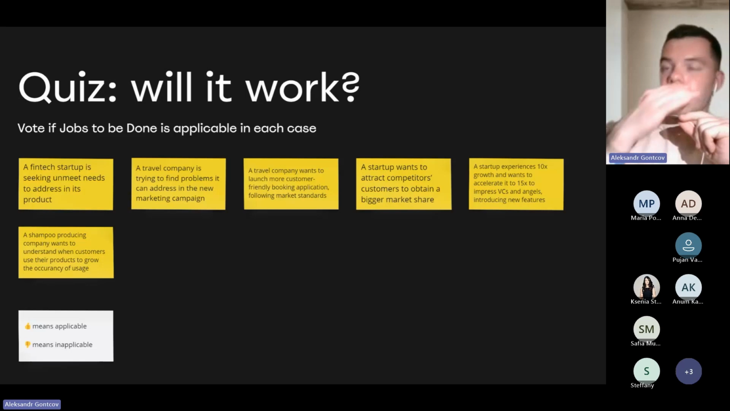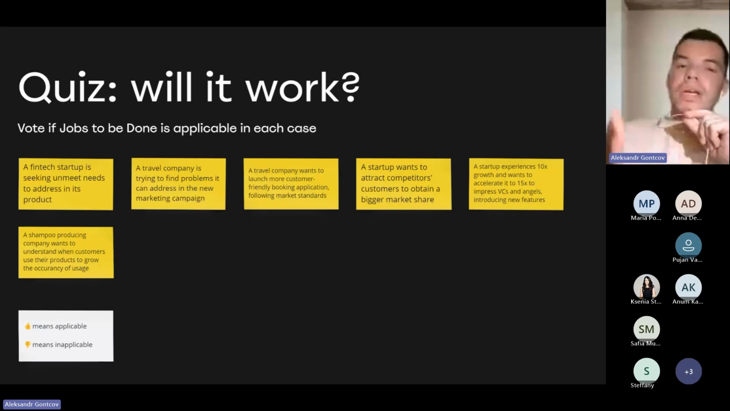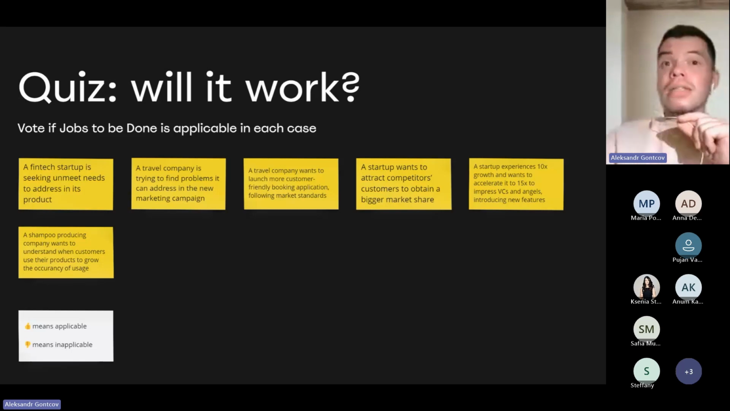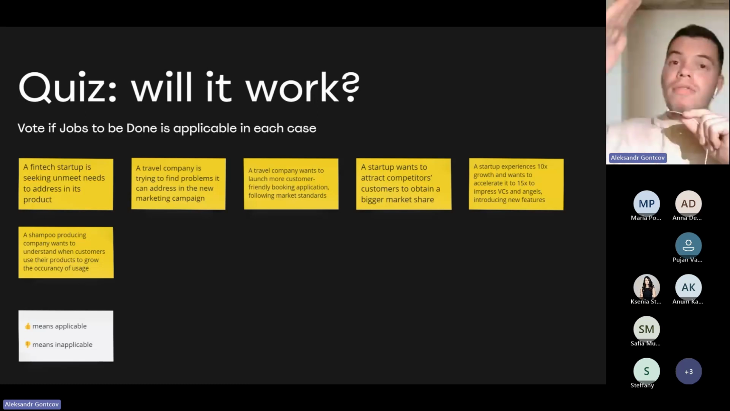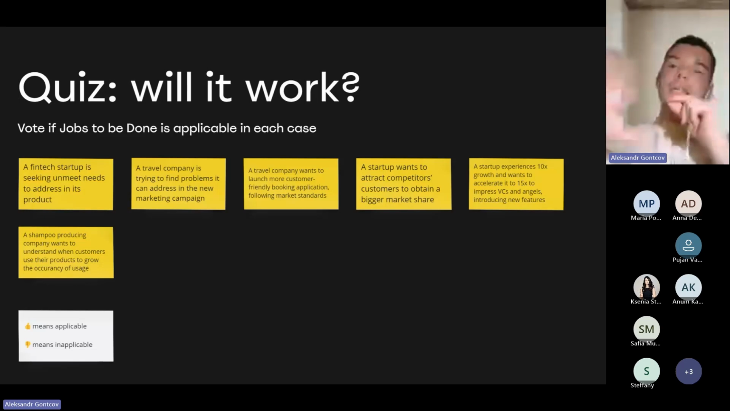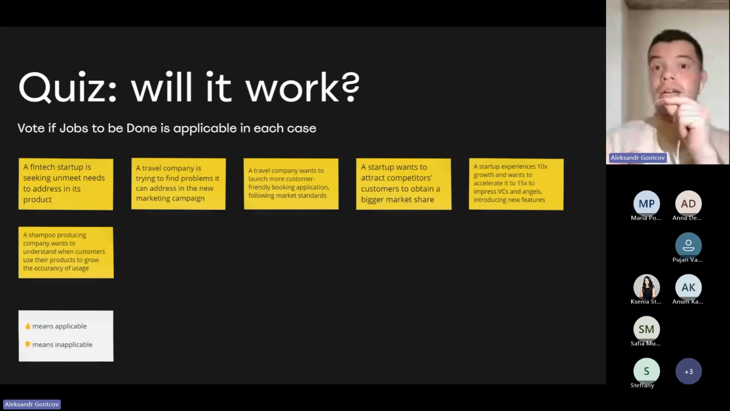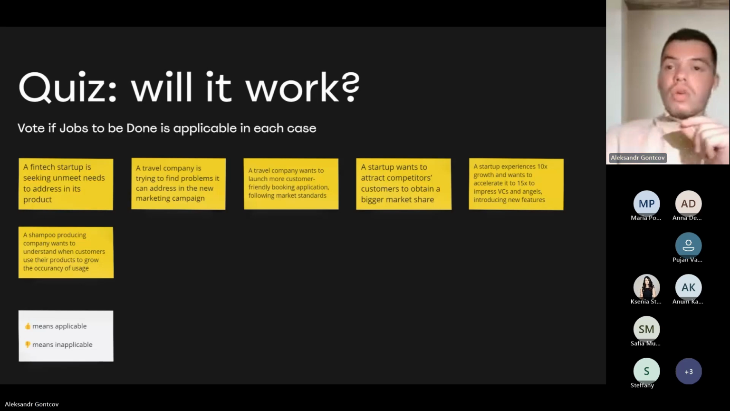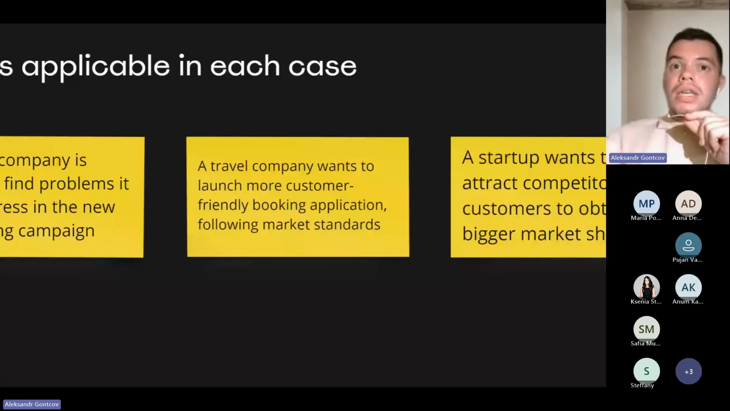Let's dive deep into this particular case. We have a pretty standardized case, a booking application that follows market standards, where everything in the industry is standardized and you just have to follow patterns. As you can see, they do not want to disrupt the industry. They do not want to introduce something new.